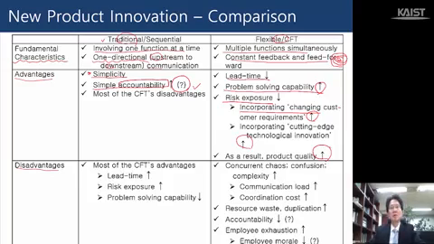And now let's think about these disadvantages. Disadvantages for the traditional approach are mostly the cross-functional team's advantages, right? In other words, lead time will go up, risk exposure will go up, and problem-solving capability goes down. Those are the major disadvantages of these traditional or sequential approaches. What about the disadvantages of flexible or cross-functional team approaches?